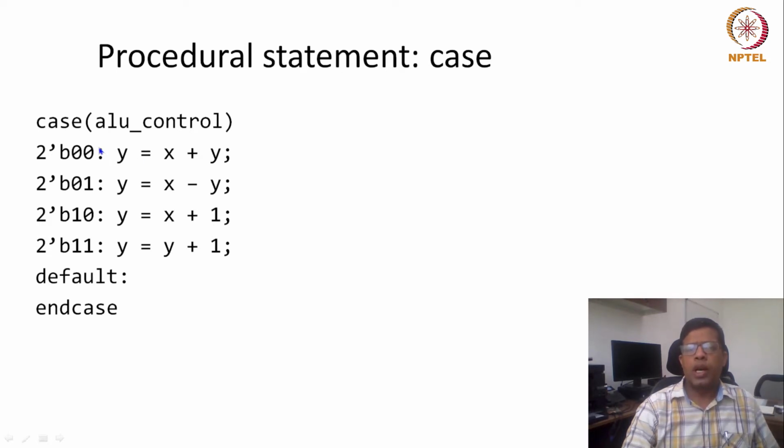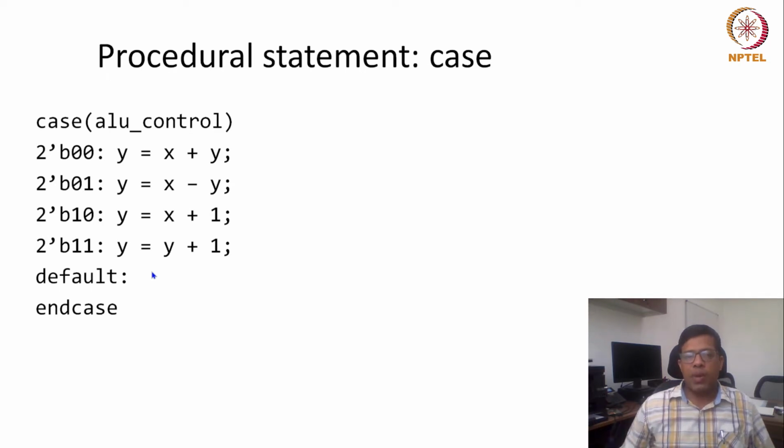Okay, so now you can also ask: if ALU control is only a 2-bit variable, and we have covered all the cases 00, 01, 10, 11, should we write a default here or not? Default means when any of these cases is not matched, where should we go, or what should we do? In that case, it looks like there is no default statement required, but a default statement is essential because of the type of variables we have.